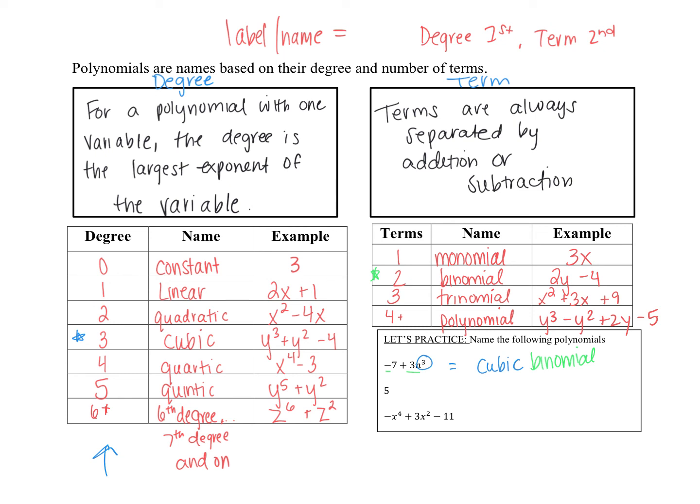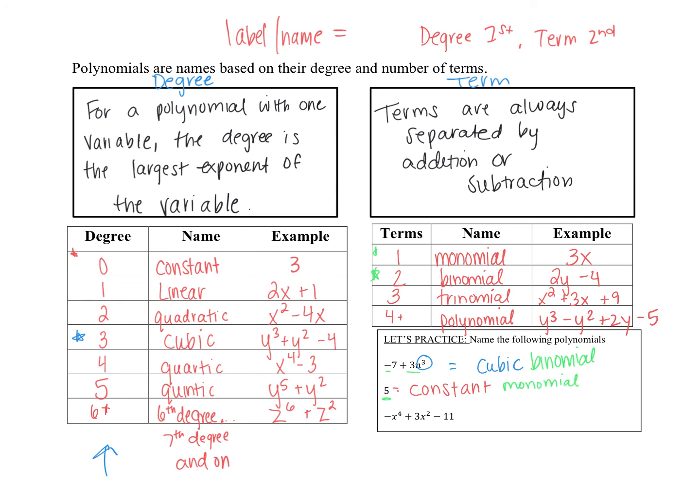Okay? All right, so now I'm going to look at the second term. And here, I don't see any exponents. So there is no degree, there's no exponent. So I know that when there's no exponent, it is called a constant. Right? Because when we have 0 exponents, it's called a constant. Then I come over to the terms, and I know that 5 is just one term. There's nothing else there. So that's going to be called a constant monomial.